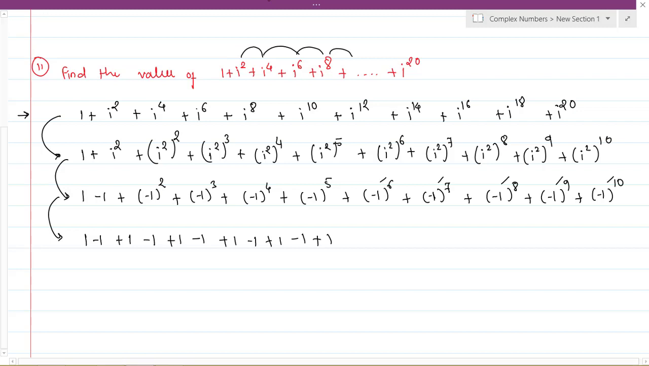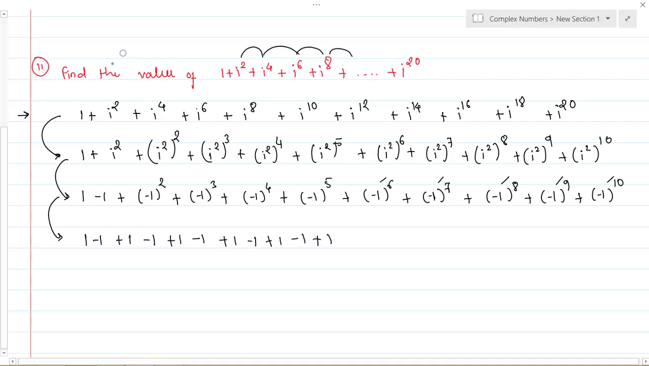Now let's see what can be cancelled out. Plus 1 minus 1 cancel, plus 1 minus 1, plus 1 minus 1, plus and minus cancel. So what is remaining is only 1. So the answer to this question is 1. It's very simple.